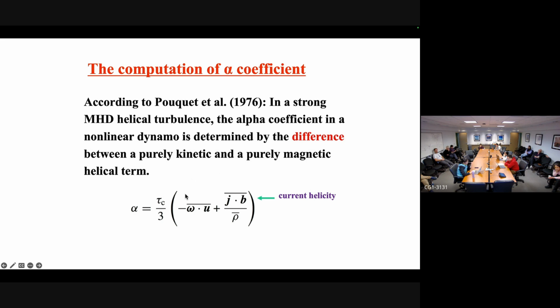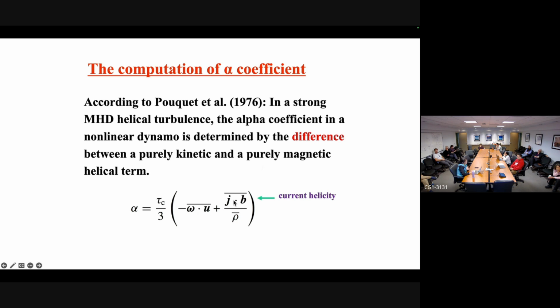Traditionally we only consider the kinetic helicity term, like this one. But they point out that there is another term, called the current helicity term. Notice that here this is plus and this is minus, so it is determined by the difference between these two terms. Previously we showed that at the bottom of the convection zone, where we believe the dynamo is initiated, these two have the same sign, but the real alpha coefficient is determined by the difference between these two, right?